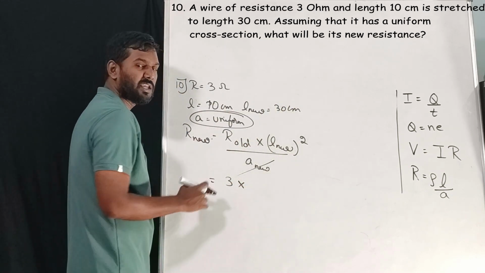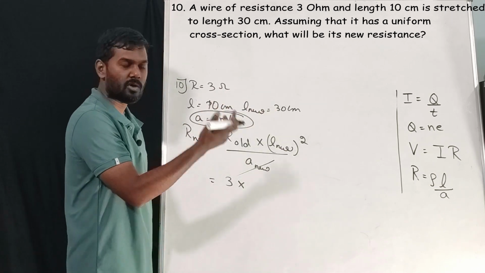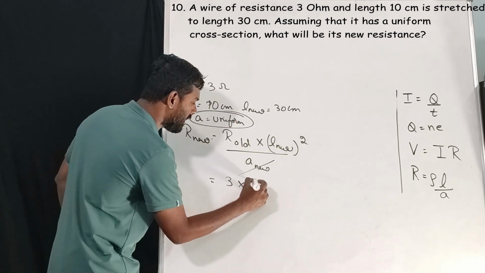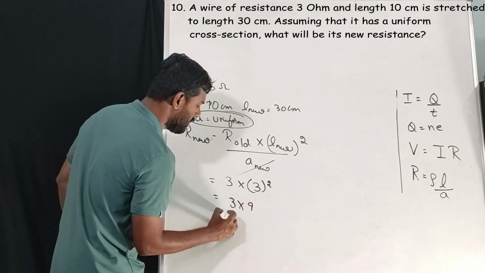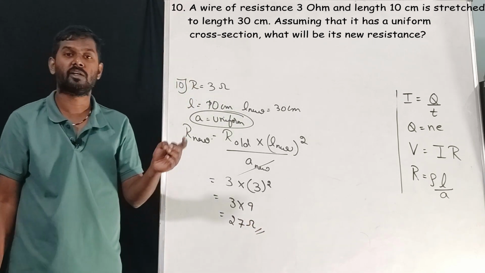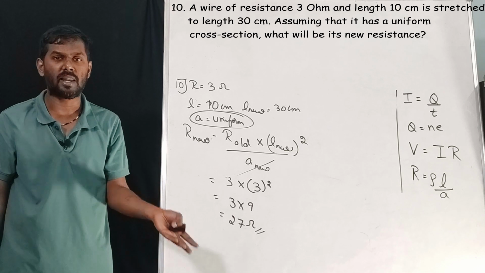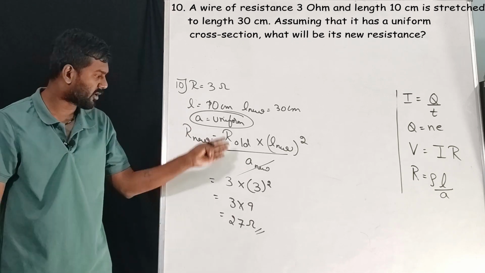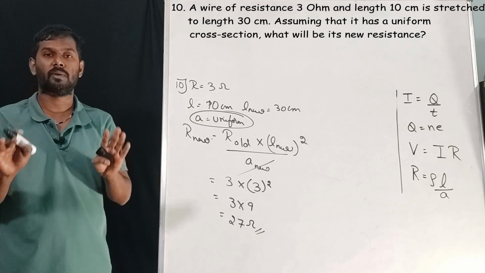Next, old resistance is 3 ohm and new length, see how many times it has increased? 3 times. We don't require this value also. How many times it has increased? 3 times. So 3 square. So 3 into 9, that is 27 ohm. Okay, see, these kinds of questions we can calculate the answer without the formula also, and with the formula also, but in the board exam we will get full marks for both the methods.